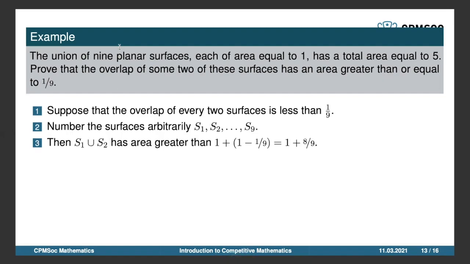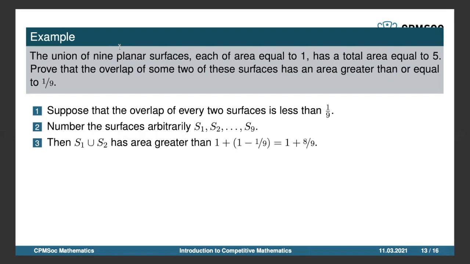Okay, so what we can do is draw a diagram and add surfaces one at a time and use our assumption that the overlap of any two surfaces is less than 1/9, and see what happens. Since the question says the total area is equal to 5, we can try to see what happens to the total area when we add one surface at a time. Let's take the surface S1, which has area 1, and then add S2. So now we can investigate the situation.